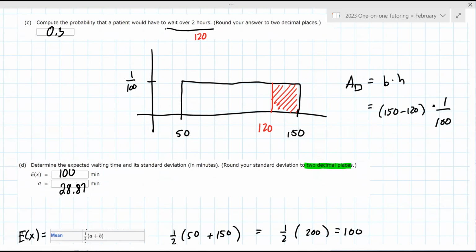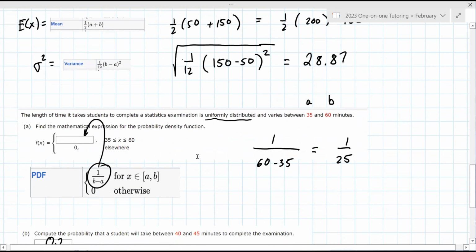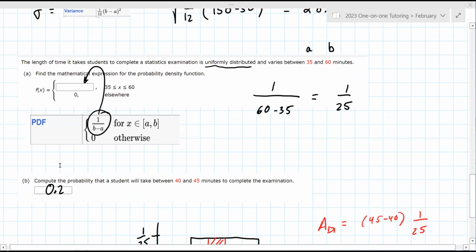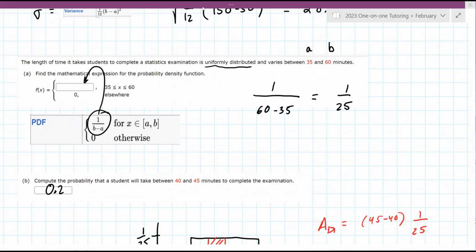Okay. And then the next one was 1. Number 3 was 1/25 — oh no, A is 1/25. And then B we found 0.2. I think we're up to C now.